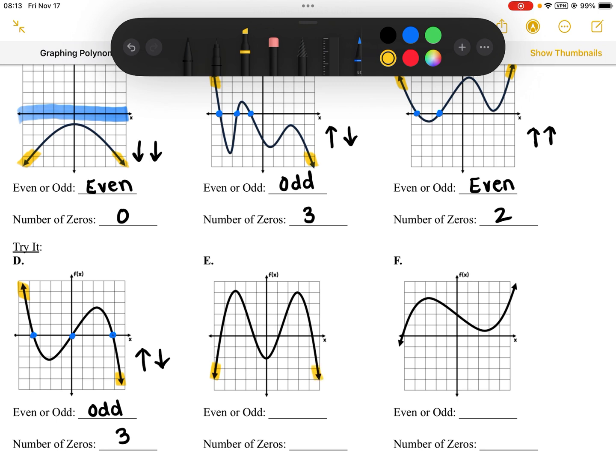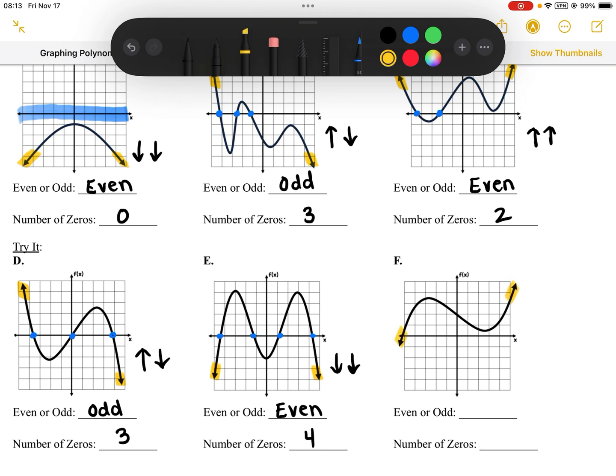For E, my left side's going down, right side is going down. So my end behavior looks like this. They're going in the same direction, so that is going to be even. Then looking for my zeros, it crosses 1, 2, 3, 4 times, so I have 4 zeros.